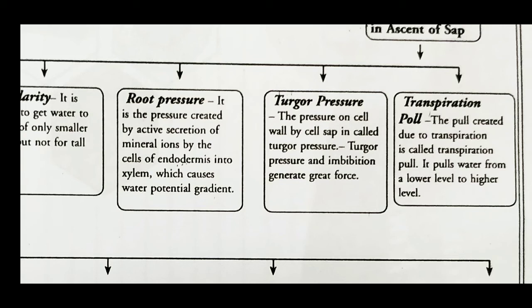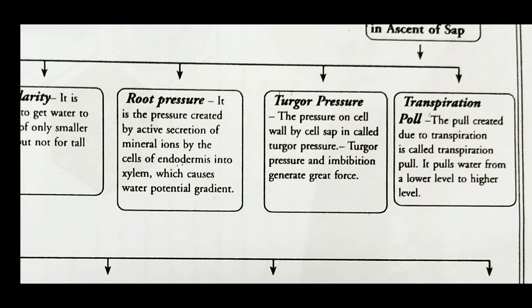Inside a plant, cell sap is the mixture of all the mineral ions and other solutes that are in it. So it is the pressure created on the cell wall by cell sap, and cell sap is just all the liquid inside the plant cell. So turgor pressure and imbibition generate this great force, which helps in the ascent of sap.